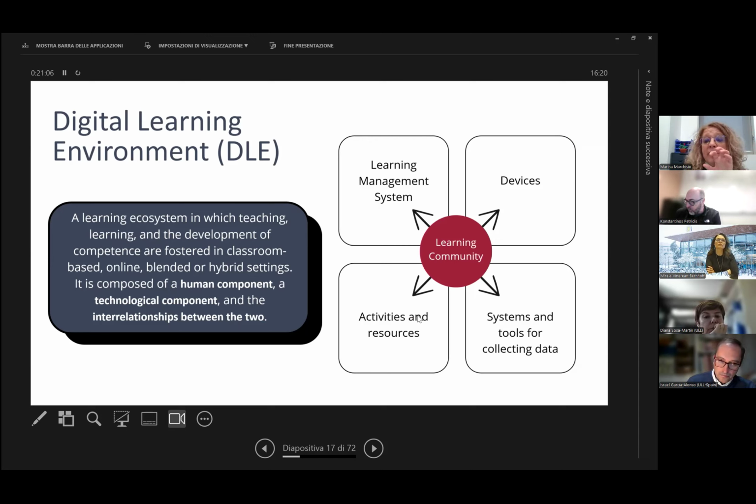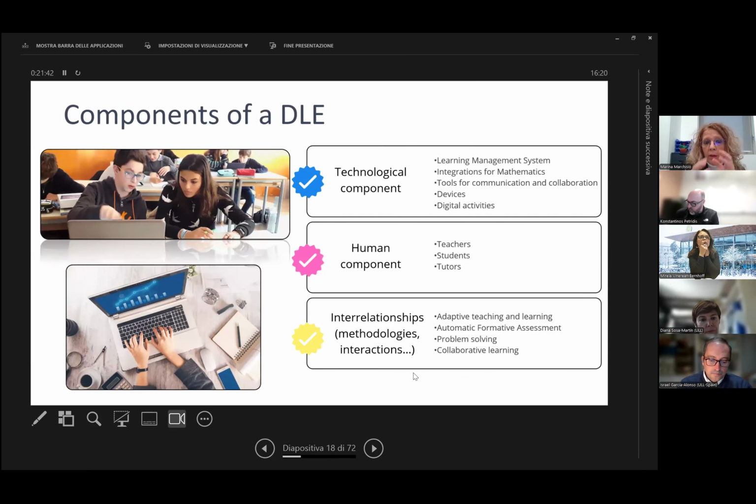You can see in the slides, in the middle, it's very important, the learning community, but there are arrows that show a communication between the learning community and devices, and the learning management system. The learning community does activities and uses resources, and there are also systems and tools in order to collect the data. So I want to summarize by saying that we have this human component, teacher, student, tutors, and the technological component, and the interrelationship. Inside the interrelationship, I also put the didactic methodologies, interaction, and also all contents available.